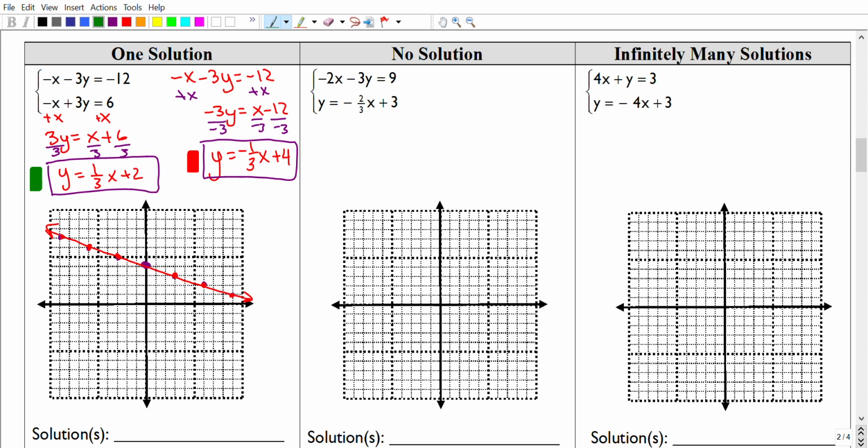All right. So now we have our green one. So I'm going to start at 0, 2. My slope here is now 1/3. So up 1 to the right 3, up 1 to the right 3. Or the exact opposite, down 1 left 3, down 1 left 3.